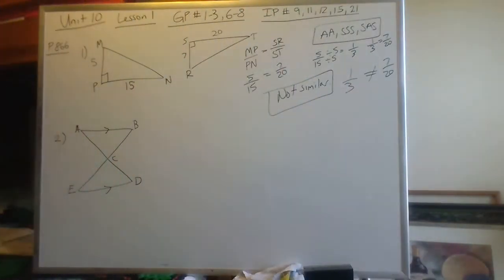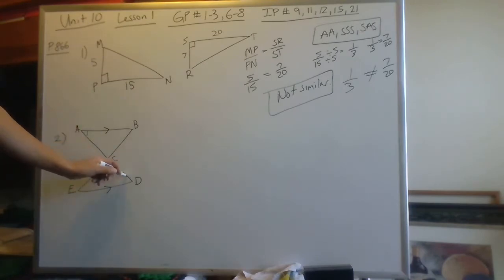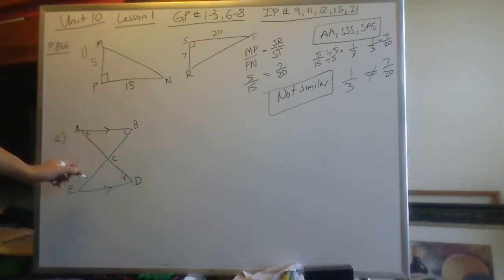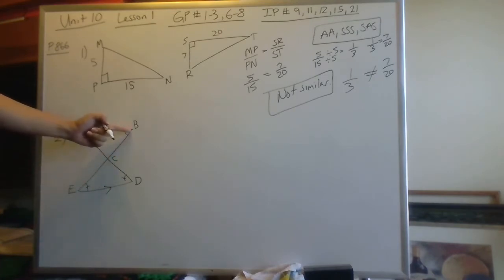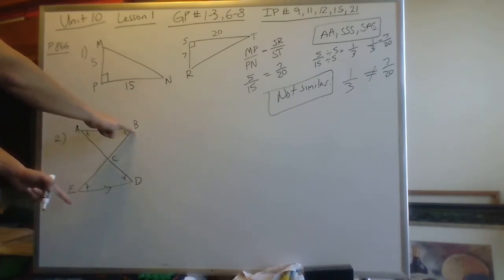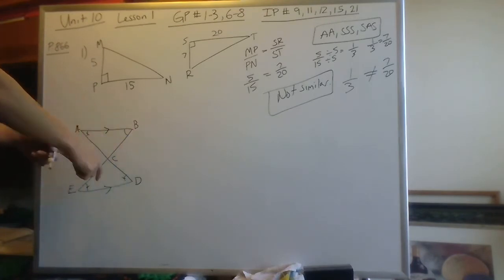So the next problem wants us to know if triangle ABC is similar to CDE. And if you notice, we have these 2 arrows down at the bottom, meaning that these 2 lines are parallel to each other. So if we remember, 2 parallel lines are going to create angles that are congruent, and that's alternate interior angles, because we have 2 parallel lines, and the lines that connect from one parallel line to the other create alternate interior angles.